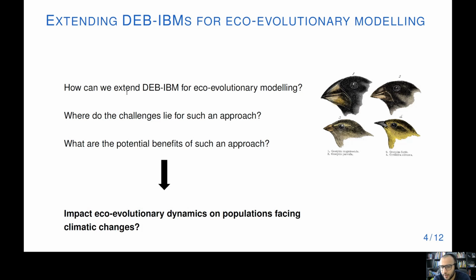So solving these questions can then further help in answering the questions that we're looking at in the general PhD project as to how populations can adapt and acclimate to environmental changes and what the impact of eco-evolutionary dynamics exactly are to these responses.